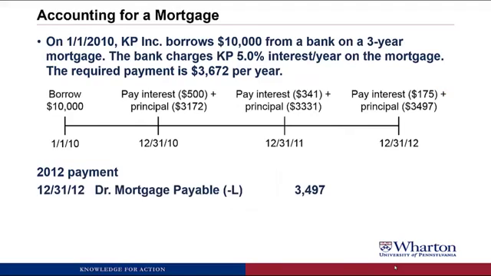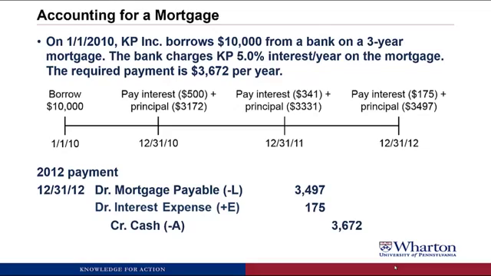Again, same entry, different numbers. Debit mortgage payable to reduce the principal balance by $34.97. Debit interest expense to recognize the cost of the interest on the income statement, $175, and then credit cash for the $36.72. And at this point, the mortgage is fully paid off, so there are no more journal entries.